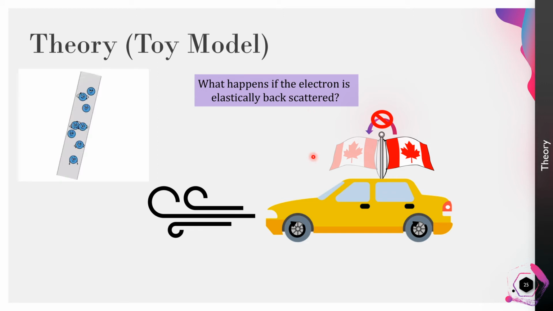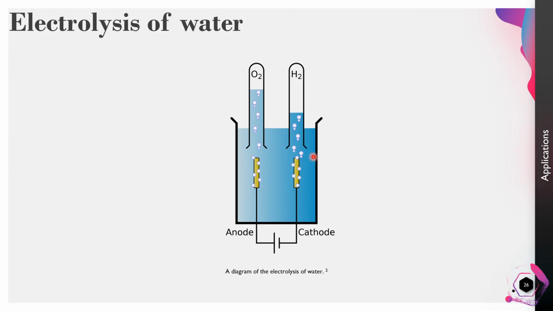And the little animation here kind of shows that in metals, we can't account for this, and that's why a great deal of heat is produced in thin metal wires, since the electrons can be backscattered elastically. So this has some very interesting applications in the electrolysis of water, for example.